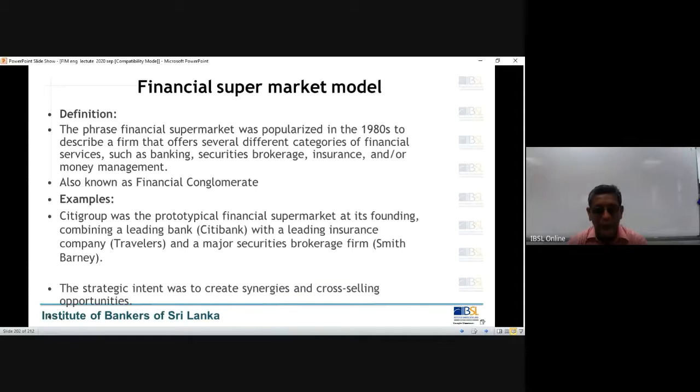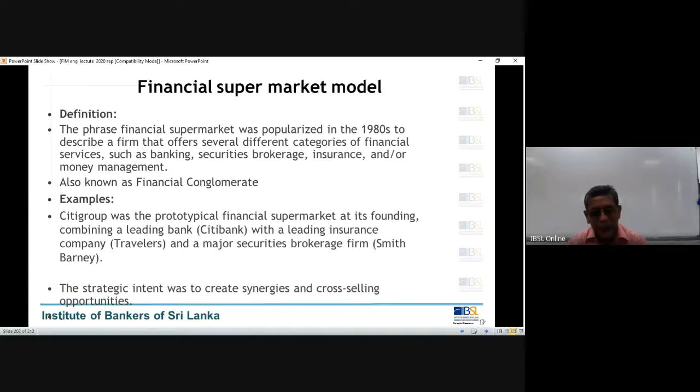An organization involved in more than one activity we call a financial conglomerate. For example, an organization involved in banking that is also involved in securities brokerage, insurance, and other things we call a financial conglomerate. This was first introduced by the USA Citibank, together with the leading insurance company Banco Insurance and the securities broker Smith Barney. So Citibank in the world first used this concept.